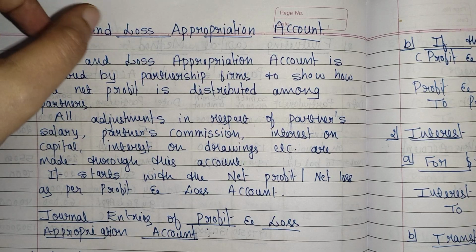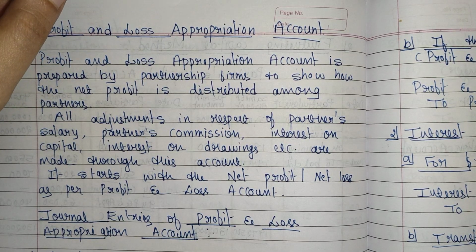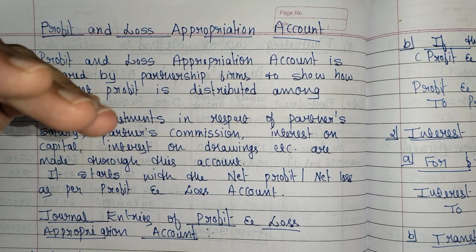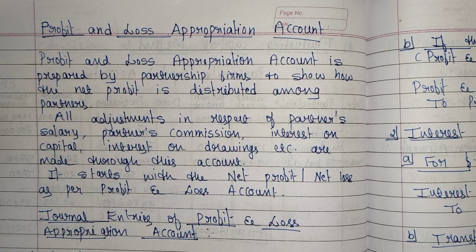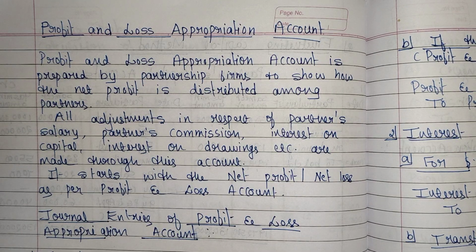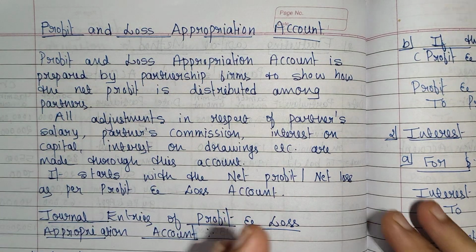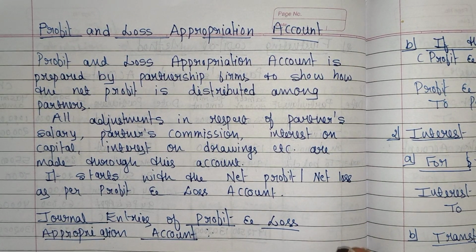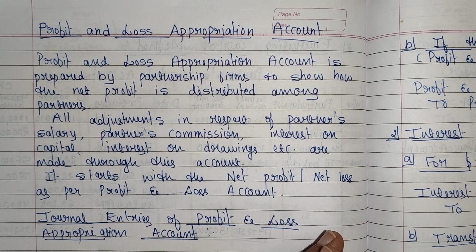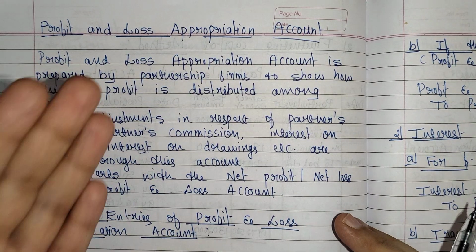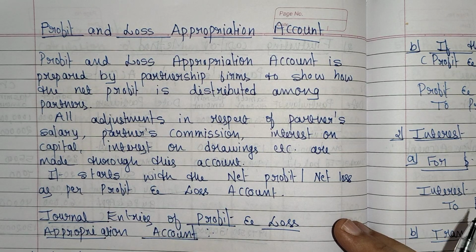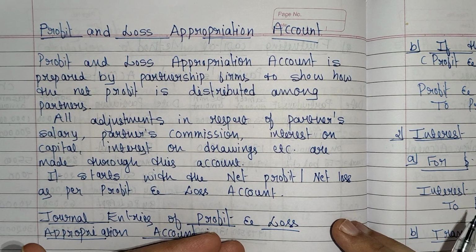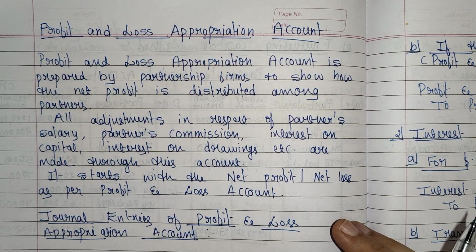So this profit and loss appropriation account is merely an extension of the profit and loss account of the firm. Clear? In final accounts we prepare the trading and profit and loss account, right? The trading account we prepare to calculate the gross profit or gross loss, and next we prepare the profit and loss account. That one we prepare to calculate the net profit or net loss.